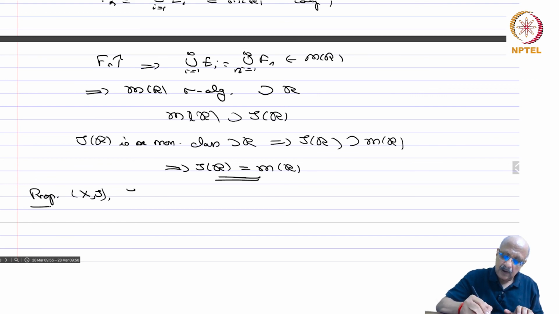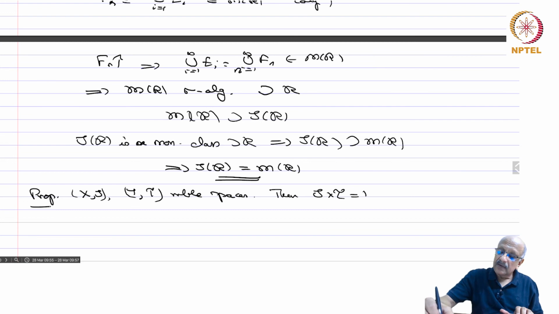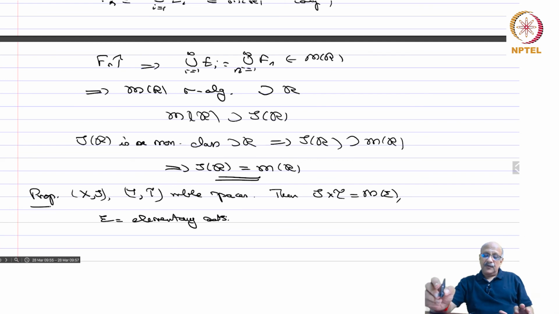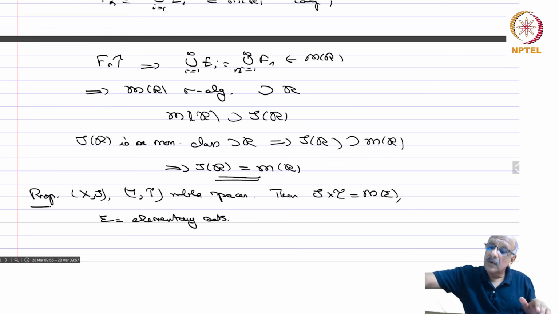Let X, S and Y, T be measurable spaces. Then S cross T is M of E, where E equals elementary sets. So if you take all the elementary sets, then the sigma algebra generated by elementary sets and the monotone class generated by the elementary sets, both are one and the same.